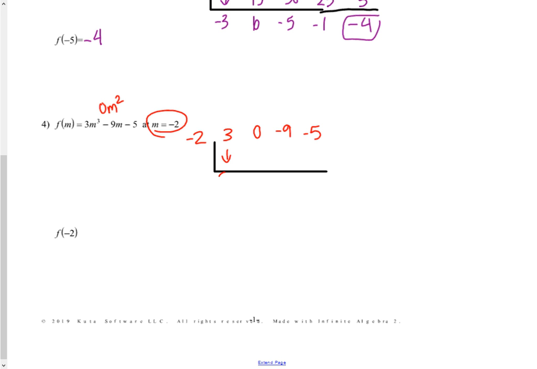Drop our 3. 3 times -2 is -6. 0 minus 6 is -6. -6 times -2 is positive 12. -9 plus 12 is 3. 3 times -2 is a -6. -5 minus 6 is -11. My remainder is -11, so f of -2 equals -11.